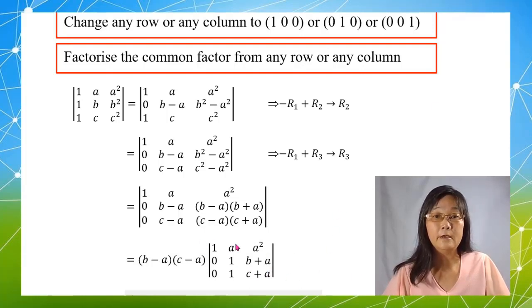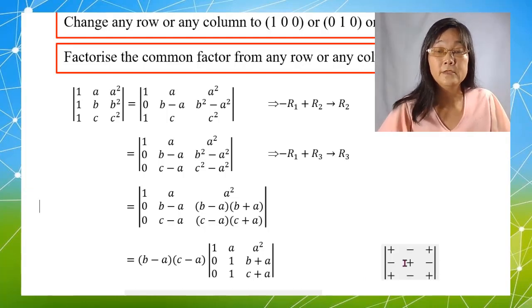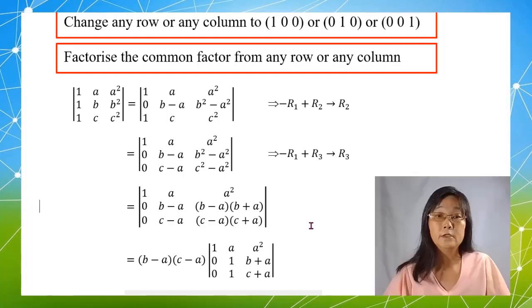After this, I must double confirm that the factorization must be completely done, that is, there is no more common factor from any row or any column. So now I'm going to find the value of this determinant by using the method that we have learned in the first video, based on this rule.